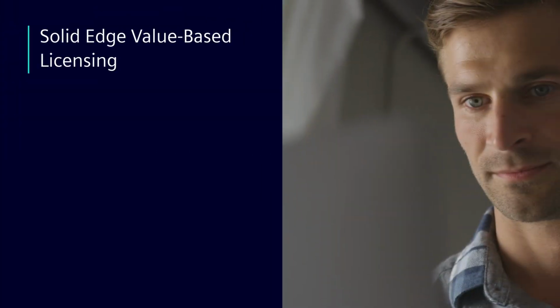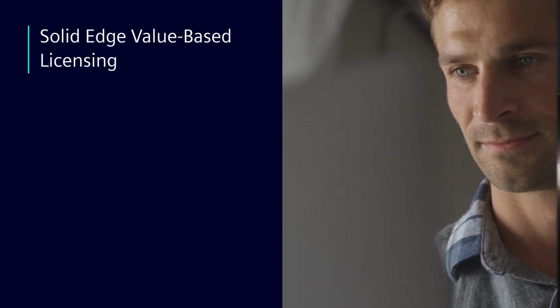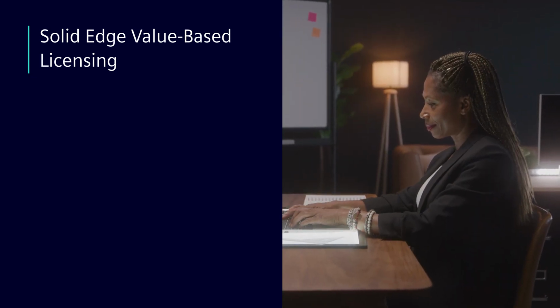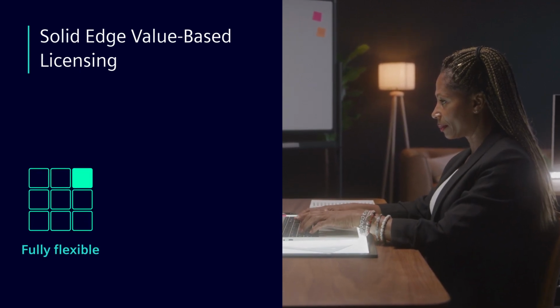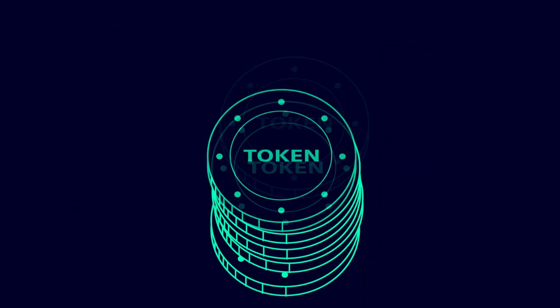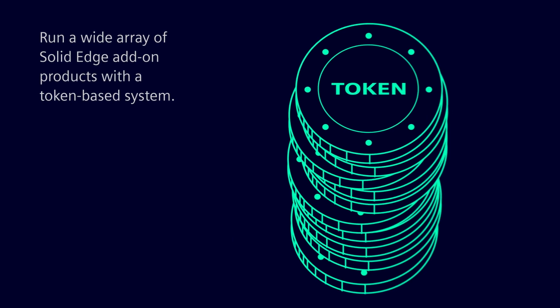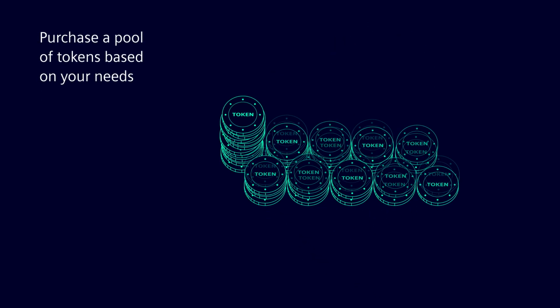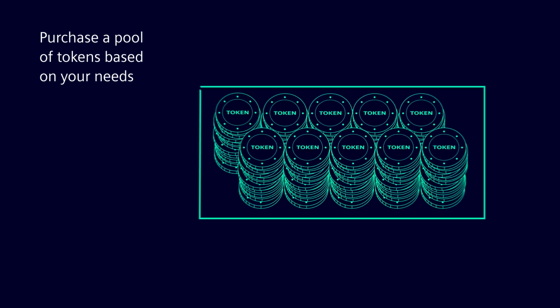Let's have a look at how value-based licensing works, starting with the base application, Solid Edge Classic or Premium. Value-based licenses offer a fully flexible environment in which users can explore different functionalities. Companies acquire a set of tokens, which allow the running of a wide array of applications. Tokens are available in yearly subscription packs that make the add-on products available as a single shareable bundle.